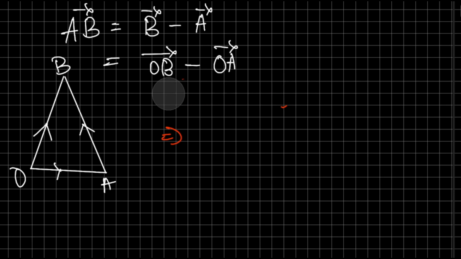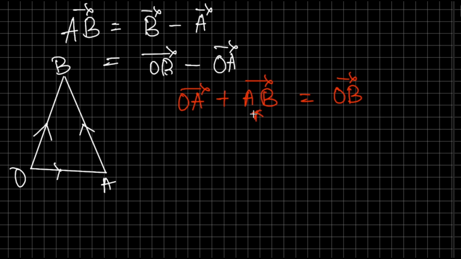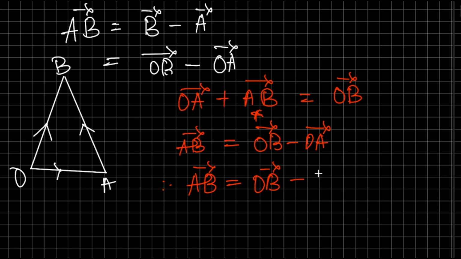I don't think you are going to understand this, but let's just follow the arrow. Where do the arrows follow each other? From OA. So we have OA plus AB equals OB. If we make AB the subject, AB equals OB minus OA, and this is called vector subtraction. So again, AB equals OB minus OA.